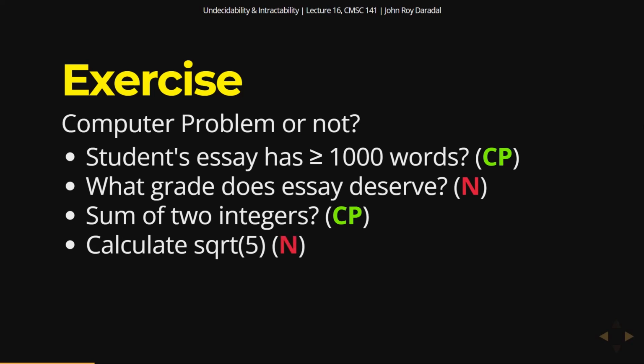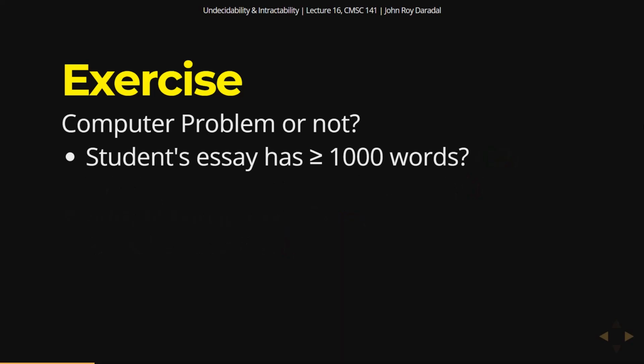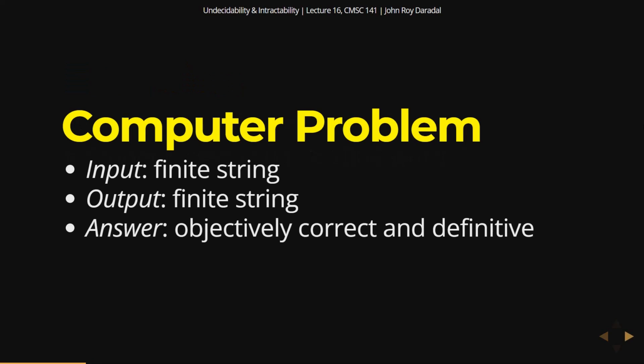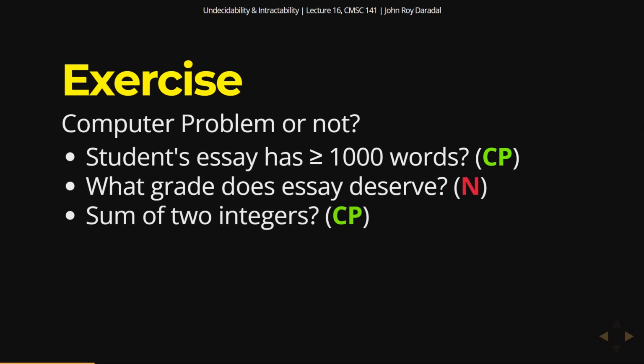It's actually not a computer problem, technically, because if we go back to the definition of a computer problem, it has to be objectively correct and definitive. So the keyword there is definitive. And square root of 5 is 2.23606 dot and so on. So there could be a lot of other numbers after that. So it's not really a computer problem, because a computer is only limited to a certain precision.